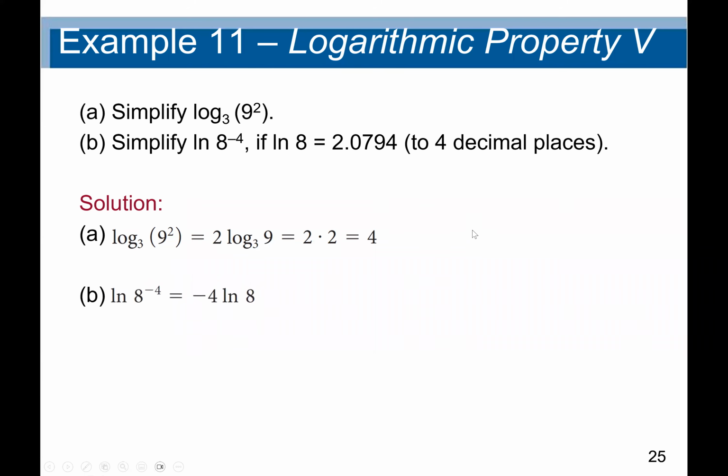Now let's look at the second one. Natural log 8 to the power negative 4. So we can write it in this form, negative 4 natural log 8. Then from there again, we can solve the question. Go to the calculator, we look for the value for natural log 8. Then whatever answer we have, we multiply it by 4. And that will give us negative 8.3176.